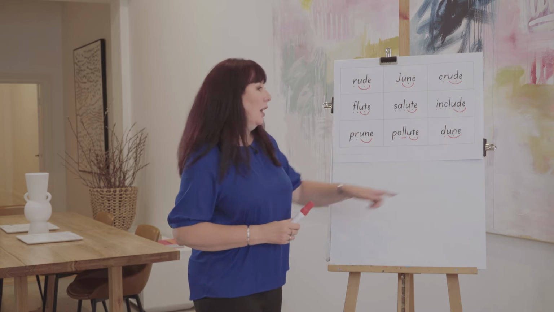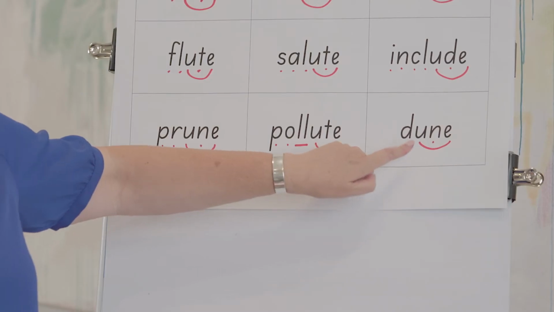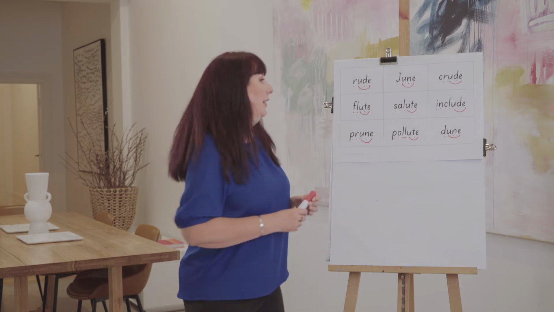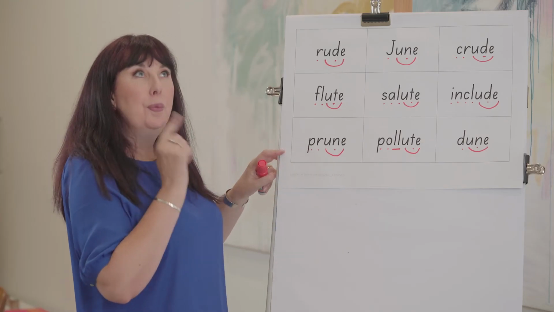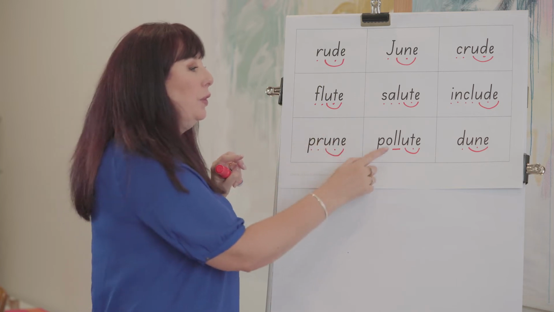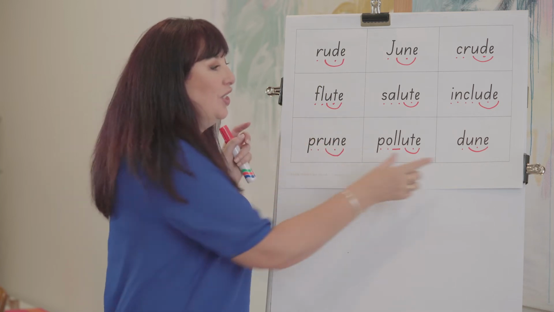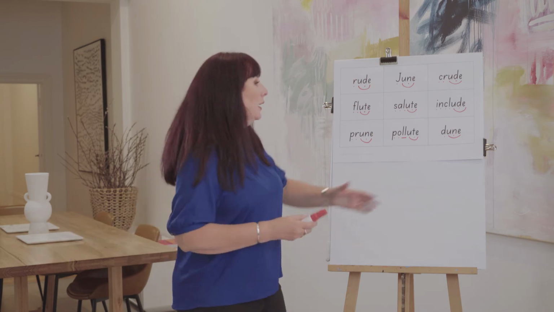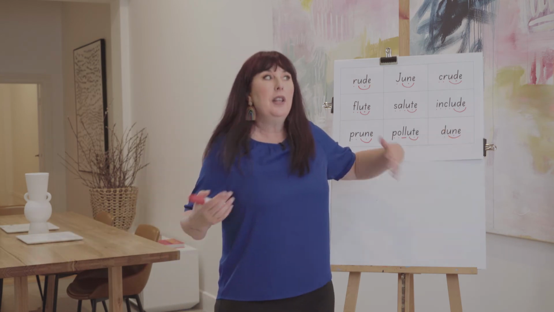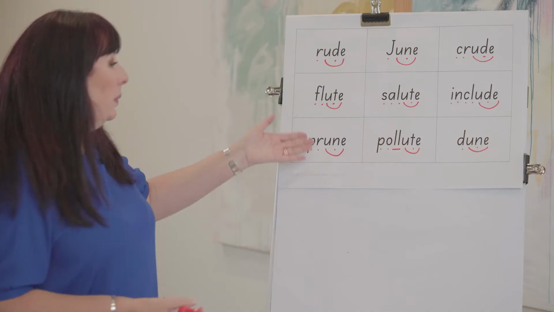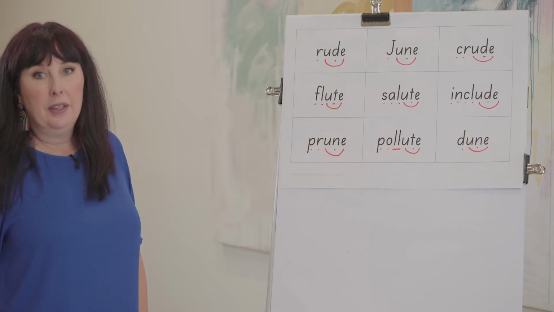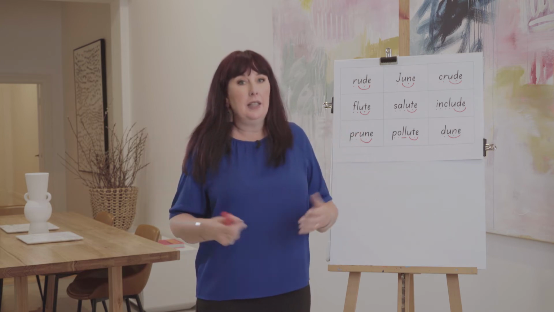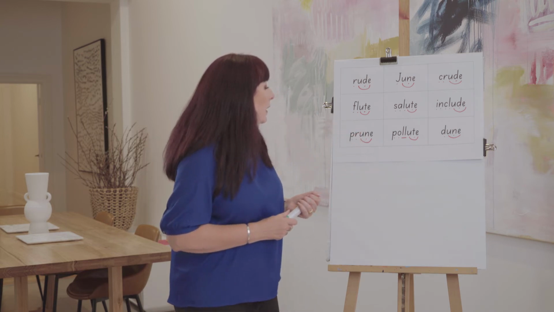Do you know what? I put that one in as a trick because that's got the U sound from yesterday. You listen, prune, pollute, dune, the same as we had yesterday. But do you know what? Doesn't matter. If you hear that U sound or the oo sound, you spell it the same way. So this is one case that English has actually made it a little bit easier for us. So that's a bit of a relief.